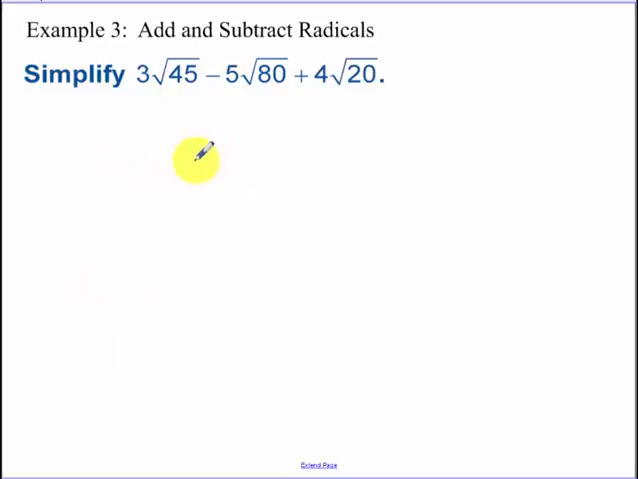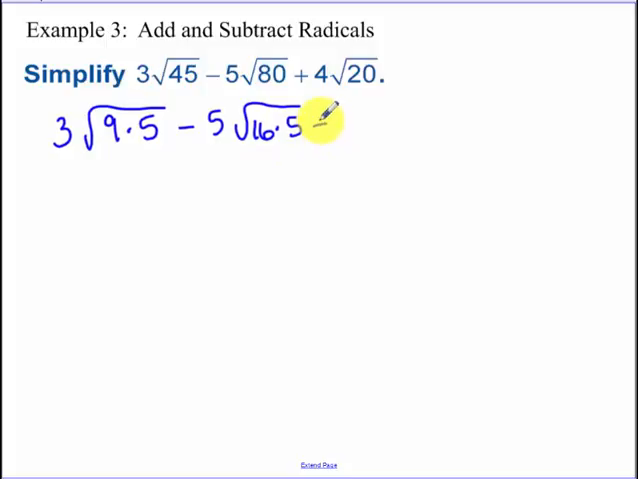Okay, our next example. These radicals all need to be the same number underneath the radical in order to combine them. So the first one, the biggest perfect square that goes into 45 is 9 times 5. Now for 80, when we simplify 80, we have 16 times 5. When we simplify 20, we would have 4 times 5.